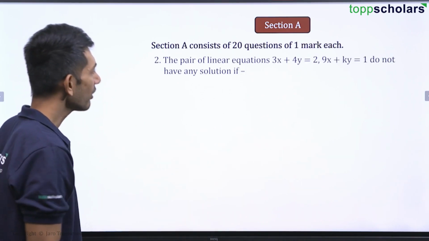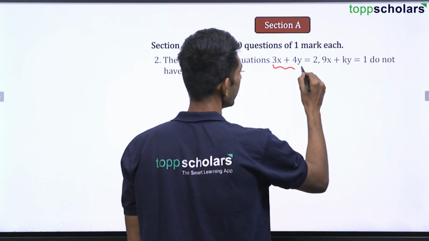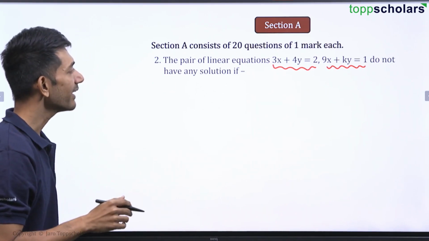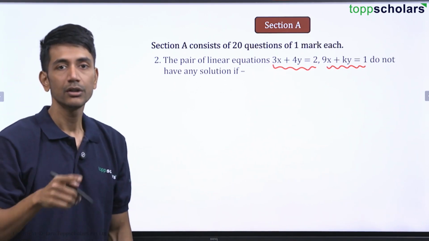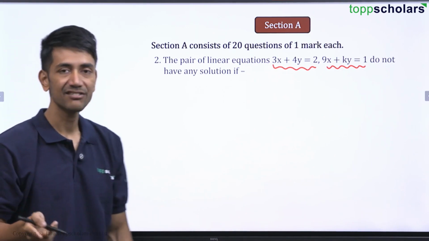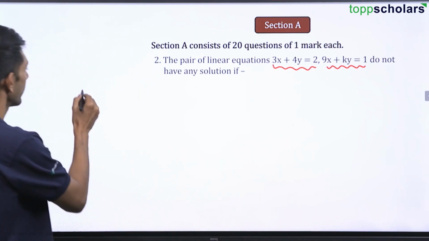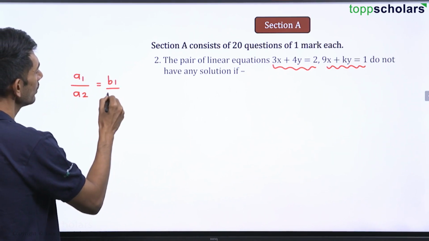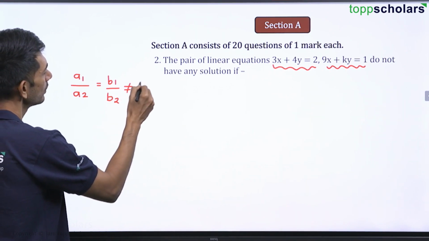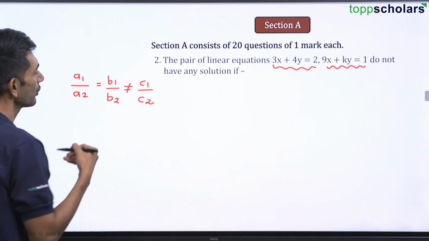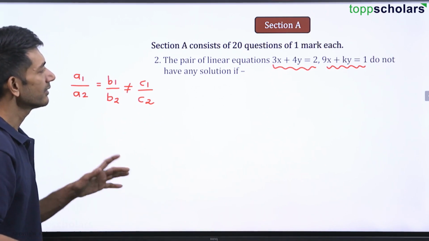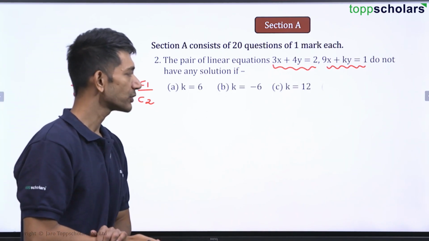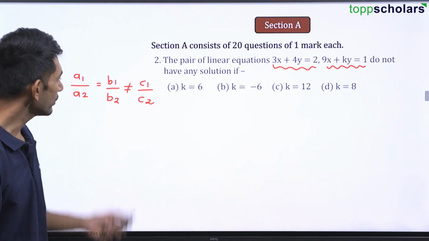It says the pair of linear equations 3x plus 4y is equal to 2 and 9x plus ky is equal to 1 do not have any solution if. No solution means parallel lines. Parallel lines means a1 by a2 should be equal to b1 by b2 and that must not be equal to c1 by c2. So if you get this condition, we can say that the given linear equations do not have any solution, right? The options are given for the value of k. So we need to apply this condition first.